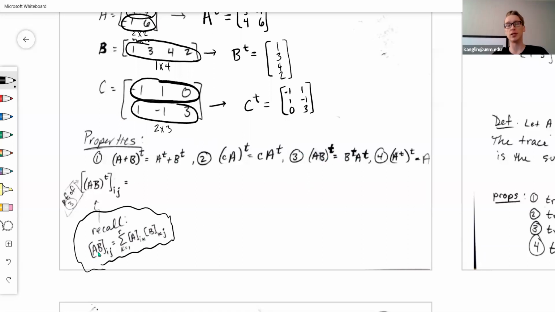If we had A times B, two matrices multiplied together, the ijth element of that result, so the element in the ith row and jth column of the result of this multiplication, is really representable this way. It's a sum from k equals 1 to r. I should specify I'm thinking of A as being m by r and B as being r by n, so that this multiplication works out.